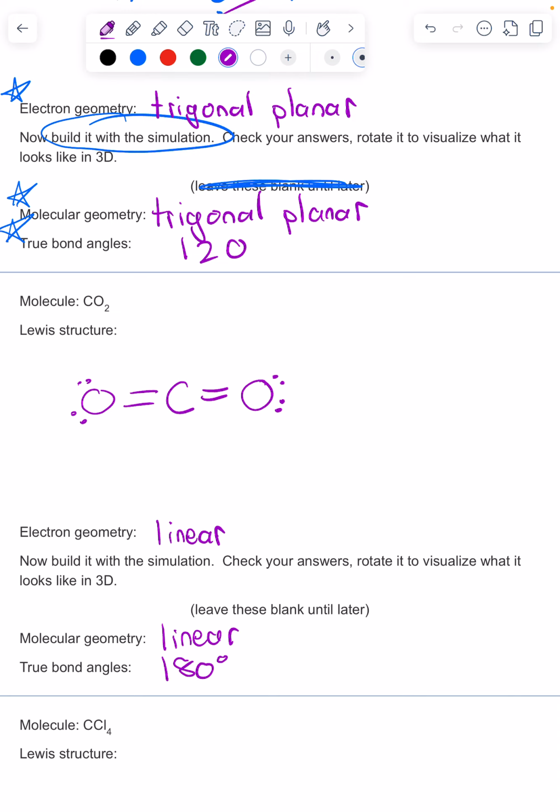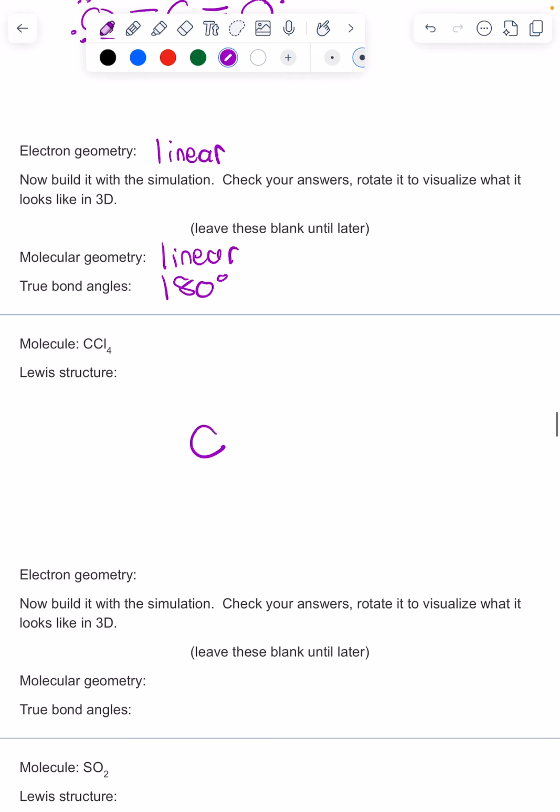Okay, there's that one. CCl4. A lot of these we already did, or at least very similar versions. You should be hearing this after you already worked this example by yourself, because although we may have done it already together, it's very useful for you to pause and do it.